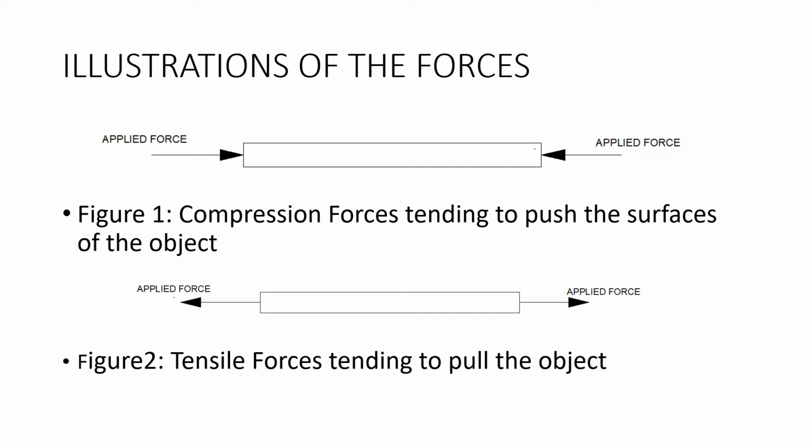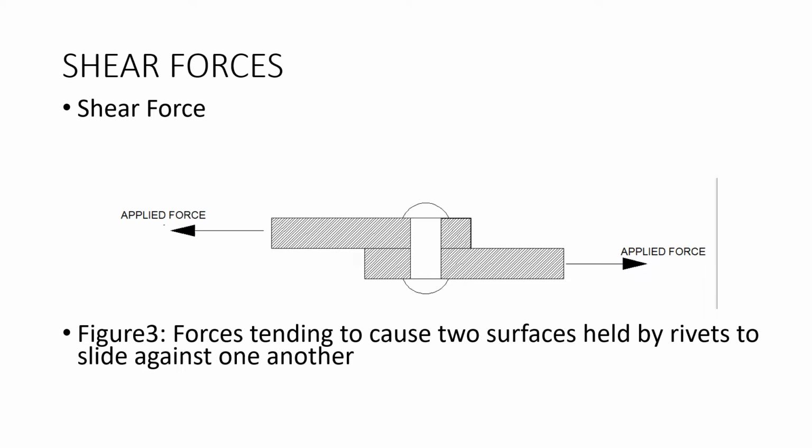This is a figure. Figure 1 illustrates the compression forces. You can see the forces acting towards the object, so it causes compression. It is pushing the surfaces of the object. Then in figure 2, you have tensile forces tending to pull the object. They are moving away from the object. Then you have figure 3, which indicates the shear force. The shear forces are acting parallel to the surface.